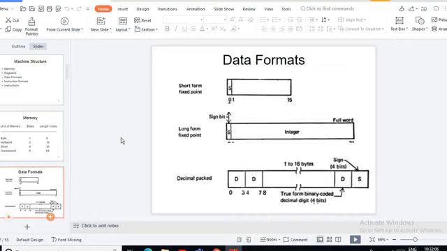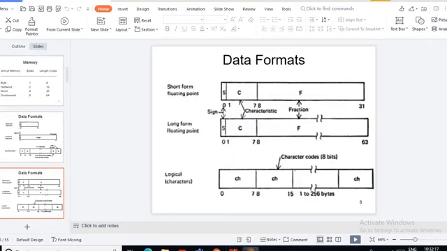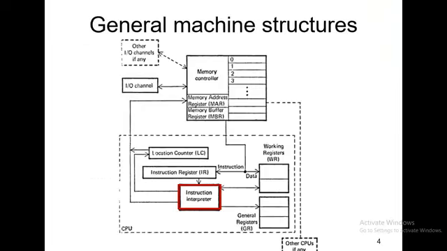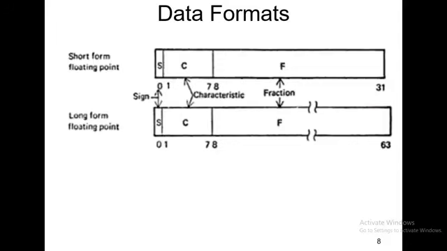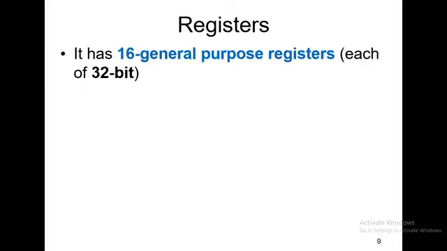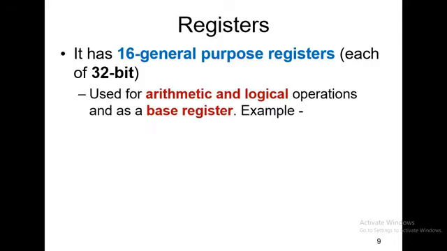Now see the data format. Here is the short form fixed point, second is long form fixed point, and next is decimal packed. And then next one is short form floating point, and last is long form floating point. Registers in this IBM 360 machine, a total of 16 general purpose registers are used, that is register number 0 to 15.